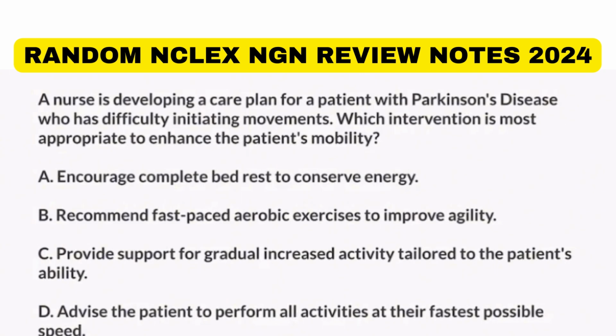Question 25. A nurse is developing a care plan for a patient with Parkinson's disease who has difficulty initiating movements. Which intervention is most appropriate to enhance the patient's mobility? A. Encourage complete bed rest to conserve energy. B. Recommend fast-paced aerobic exercises to improve agility. C. Provide support for gradual increased activity tailored to the patient's ability. D. Advise the patient to perform all activities at their fastest possible speed.